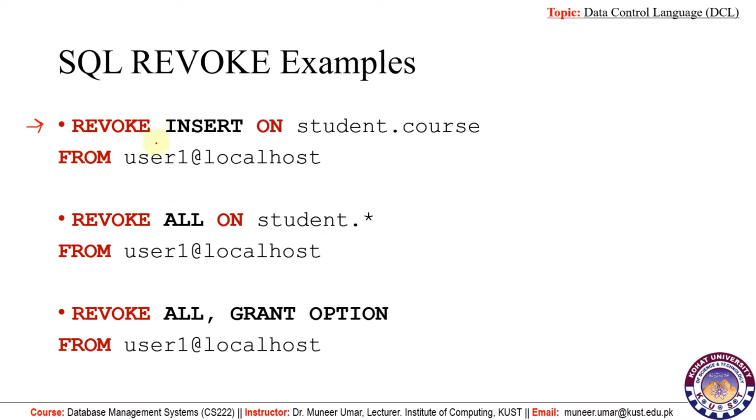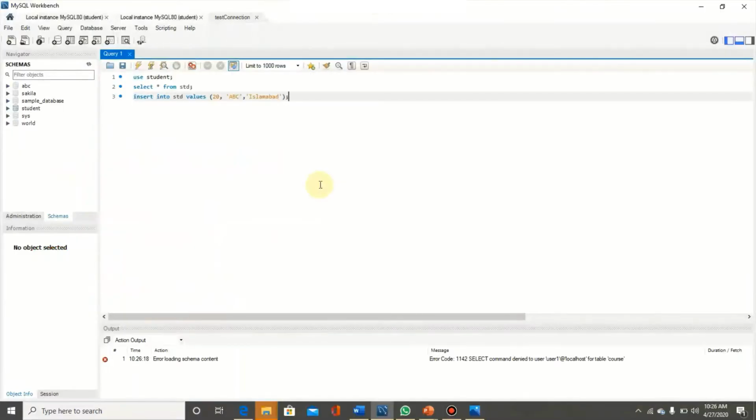So here we have some examples for revoke. The first one is to remove insert privilege from user1 on student database, and inside student we have course table. We will do practice similar query in our MySQL workbench.